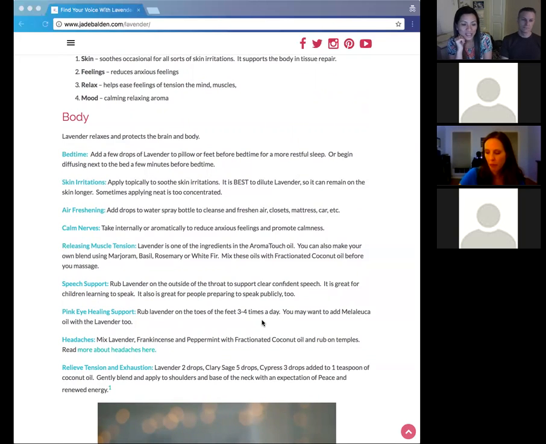Now, lavender is one of the ingredients in your Aroma Touch. Aroma Touch oil is the massage blend, and the massage blend is for relaxing, so that's why lavender is in there. But you can also make your own blend with lavender, marjoram, basil, rosemary, or white fir. You can add or mix and match those oils and make your own version if you like. Rub that on your shoulders before you go to bed so you can relax and fall asleep faster.